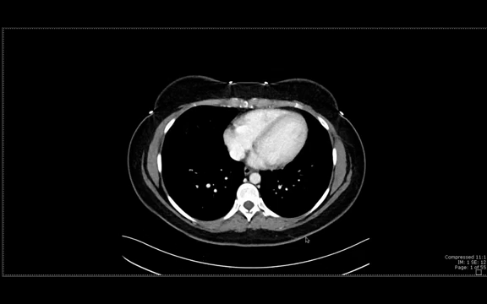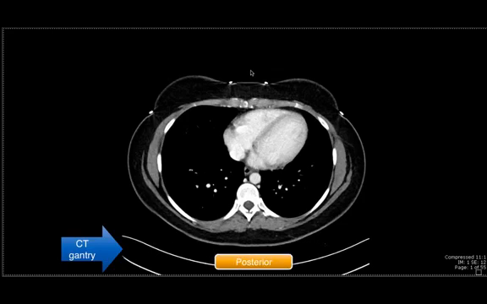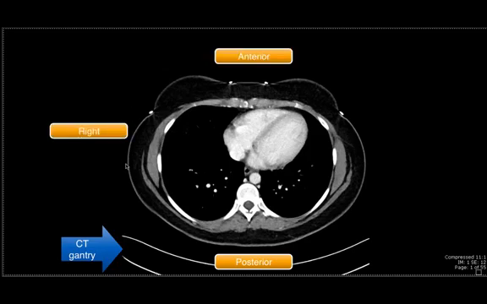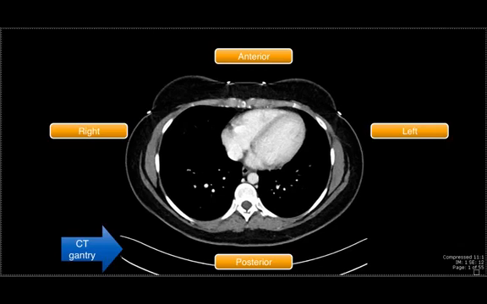This semilunar shape at the bottom here is the CT gantry, and it's what the patient is lying down on as they enter the CT scanner. So this area over here is going to be posterior to the patient. Opposite area here is obviously going to be anterior. Over here by convention will be the right side of the patient, and here will be the left side of the patient. There are two additional things I'd like to point out before we go through the organs.